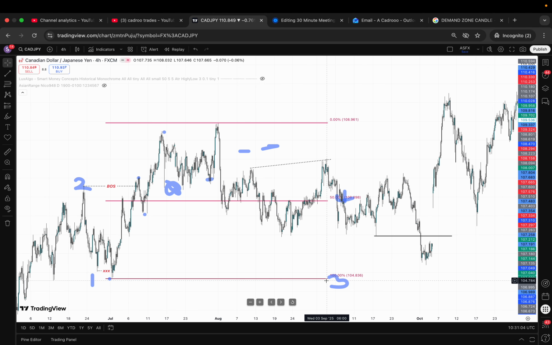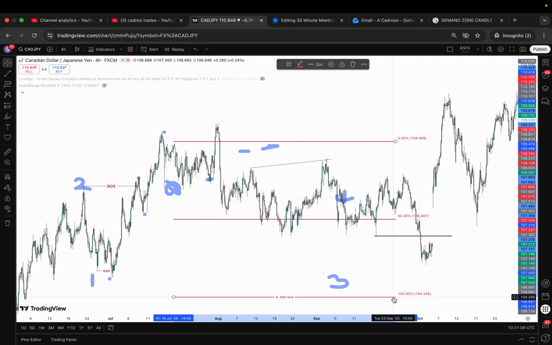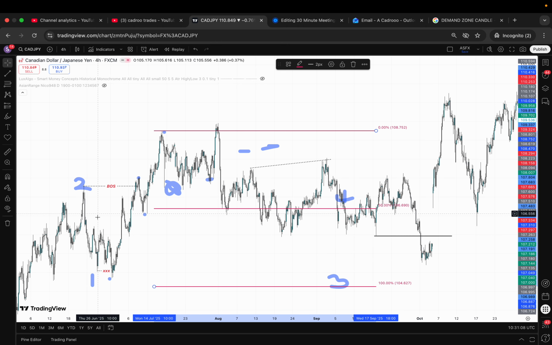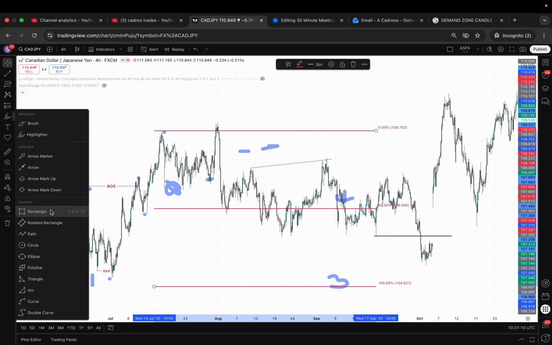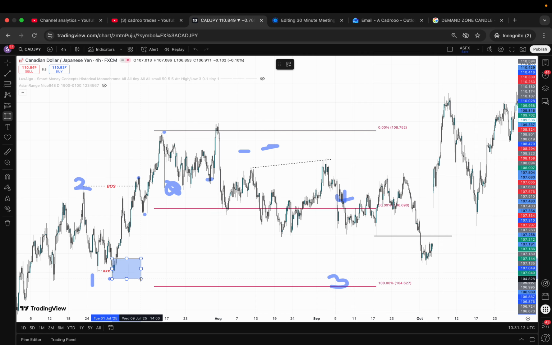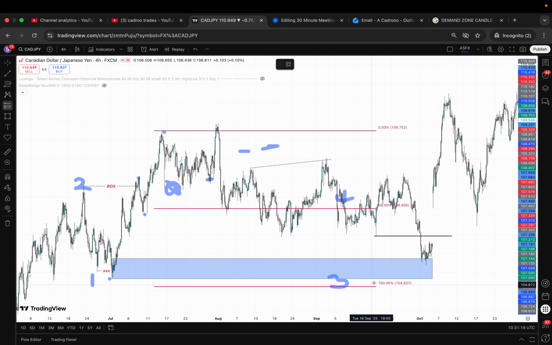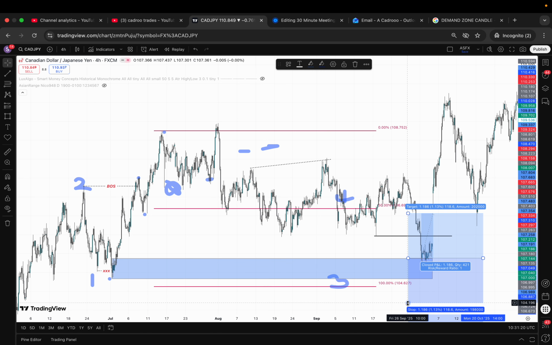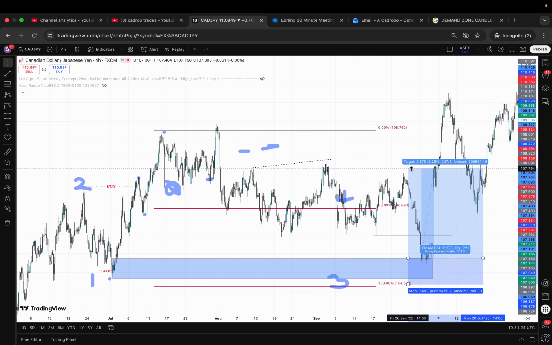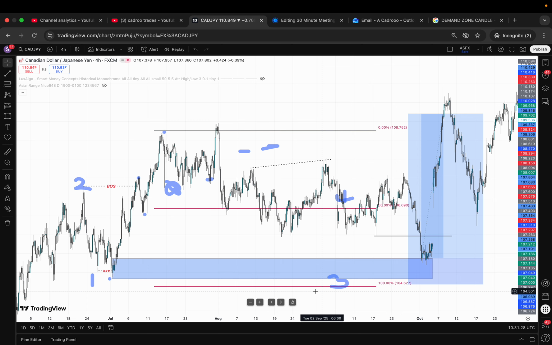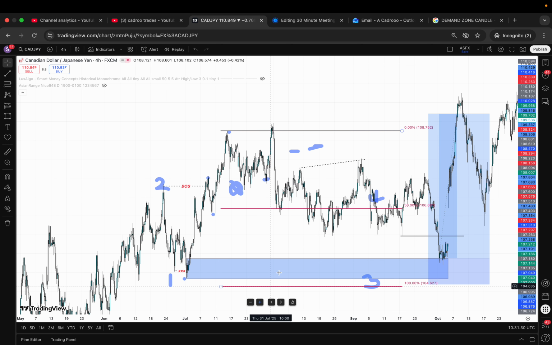And then what do you expect price to do? You expect price to tap into our level of demand. Got this level of demand here. And then we target our what? 1 to 3. If you want, you can even target this overall high. Guys, is that easy? Don't overcomplicate it.